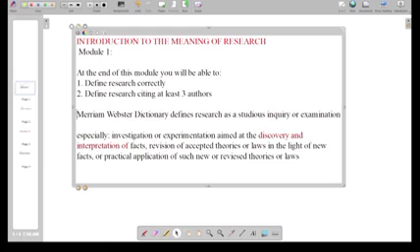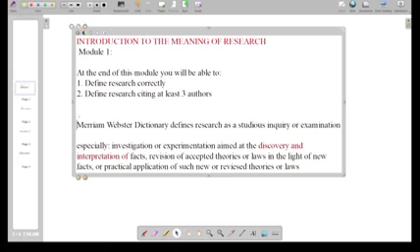The first definition that I will be giving this time is that of the Merriam-Webster Dictionary. Merriam-Webster Dictionary defines research as a studious inquiry or examination, especially investigation or experimentation aimed at the discovery and interpretation of facts, revision of accepted theories or laws in the light of new facts, or practical application of such new or revised theories or laws.